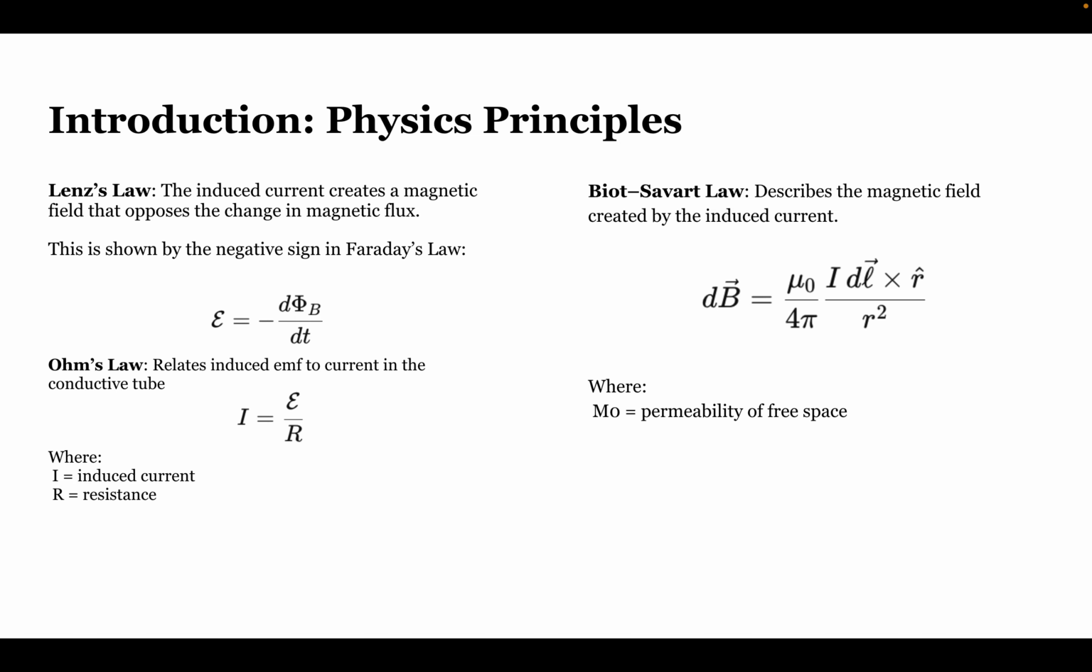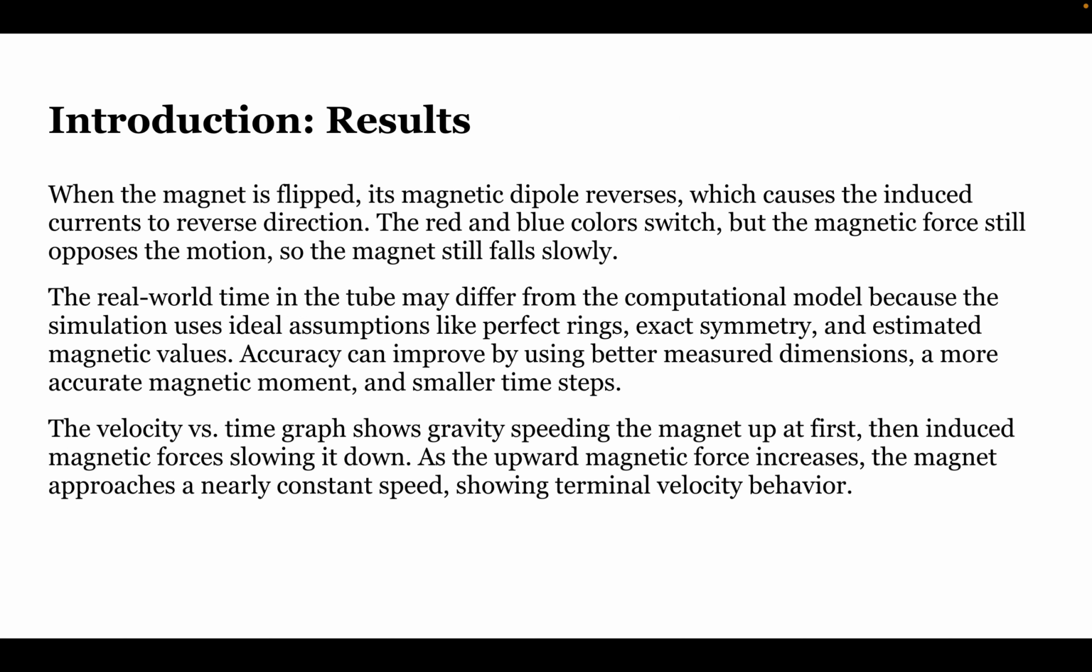And then Biot-Savart law describes the magnetic field created by the induced current. So the derivative of B is mu, the permeability of free space, over 4 pi, times the cross product of the length element and the radius vector, over the radius squared.